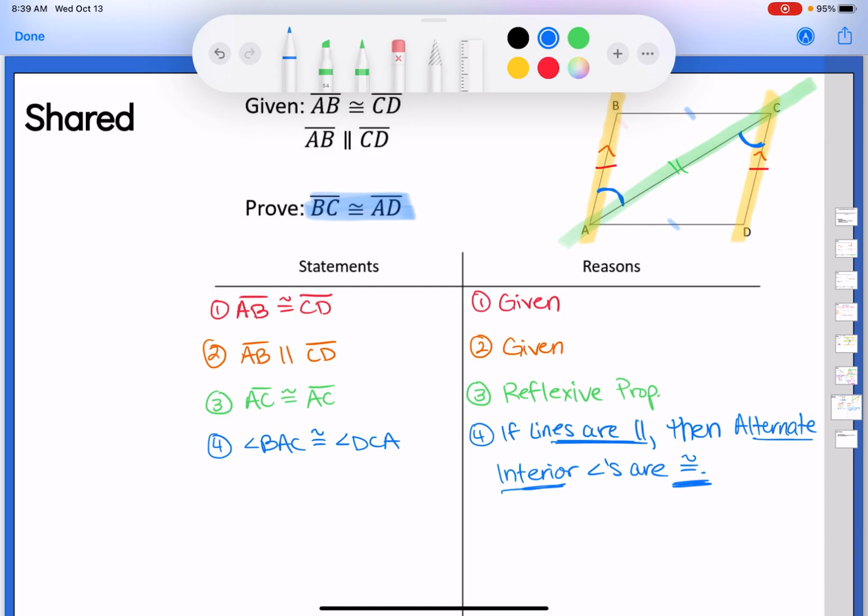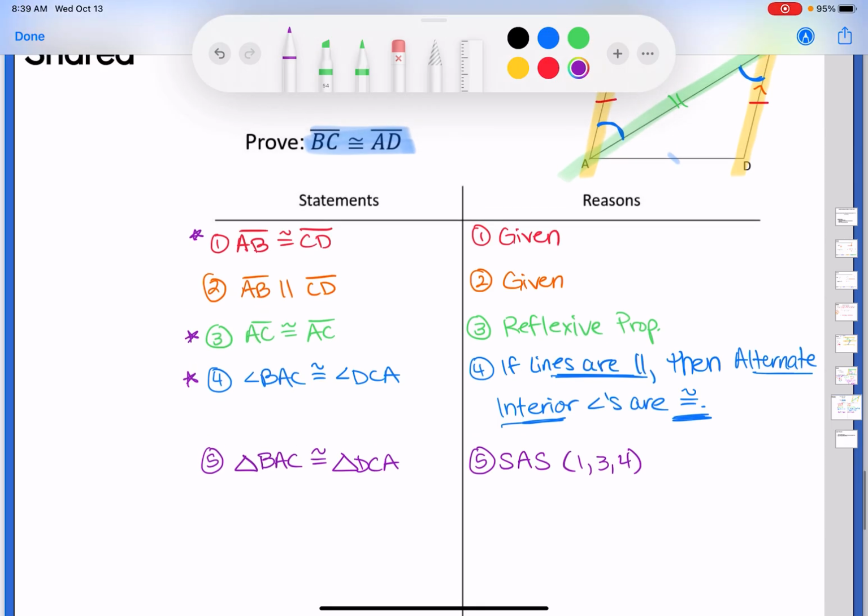Now, I have my two triangles are congruent by side angle side. So step 5, triangle BAC is congruent to triangle DCA using side angle side. And again, one side was from step 1, one side was from step 3, the angle was from step 4. So 1, 3, and 4. And then once I know that my two triangles are congruent, then I can say segment BC is congruent to segment AD using CPCTC, right?